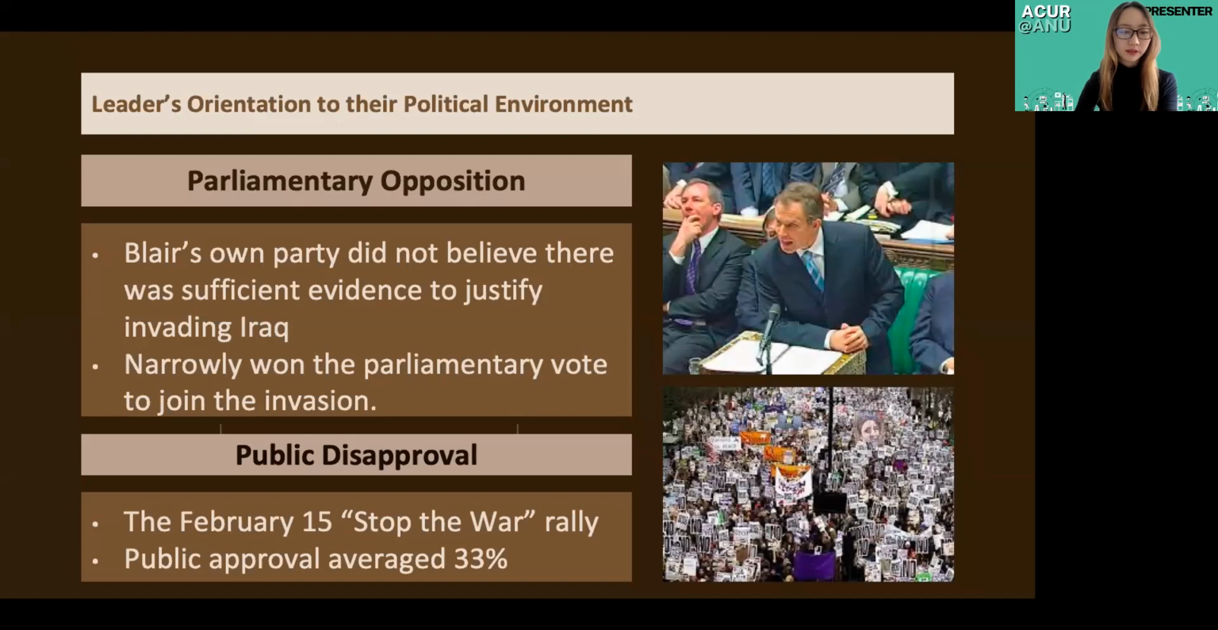The February 15 Stop the War rally against military intervention in Iraq had 1 million demonstrators and was the largest demonstration in the UK. Opinion polls showed that the public approval of his performance averaged 33% from September 2002 to March 2003. However, Blair had an overwhelming certainty and confidence in his own judgment and believed that he could carry the people with him.